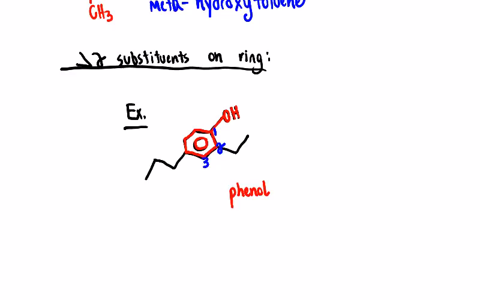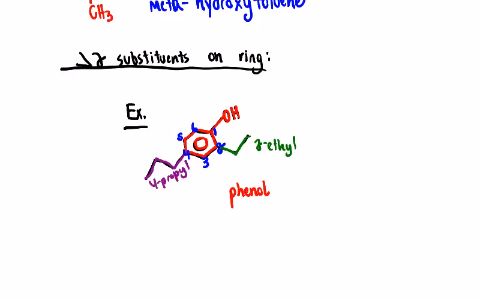So going on around the ring, I'm going to number each of the carbon atoms in order here. And we see that our substituents are at positions 2 and 4. And specifically at positions 2 and 4, we have an ethyl group at position number 2. So we refer to this as 2-ethyl. At position number 4, we have a propyl group, so we call this 4-propyl.